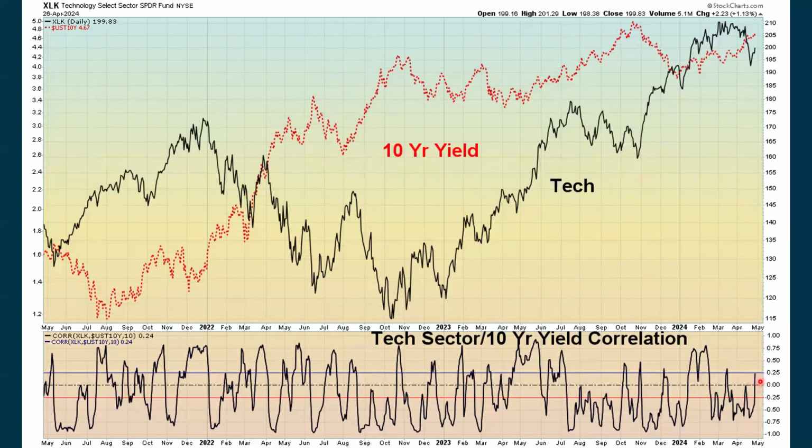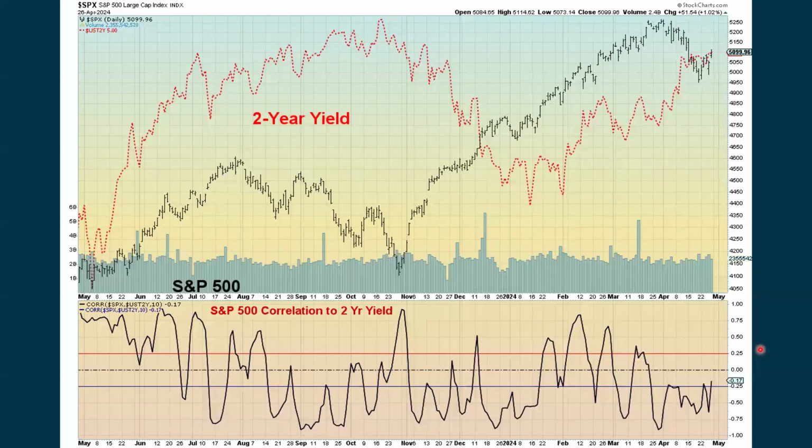We're also still pretty much neutral when we compare the 10-year yield with tech, but this has been going up. So if this keeps rising, that means the 10-year yield and tech are both going up, which usually goes against what happens in a more healthy environment. Then we look at the S&P 500, compare it with the 2-year yield. This is starting to go back into a neutral reading.